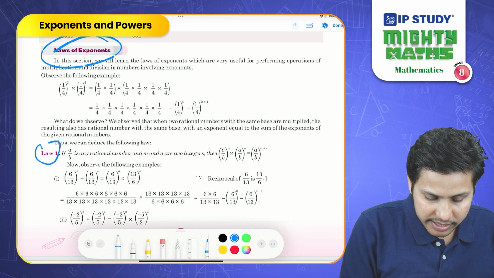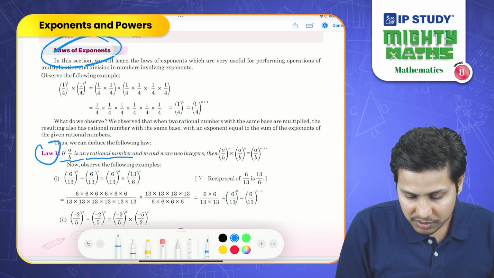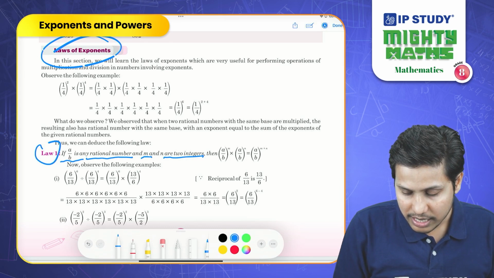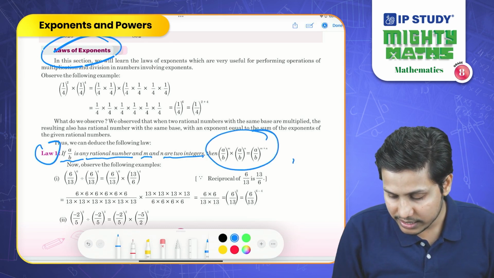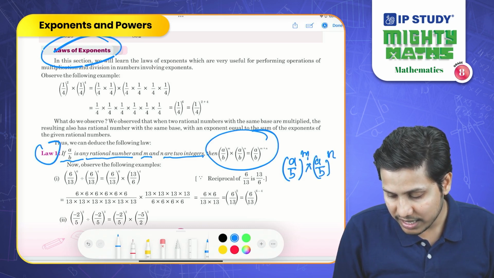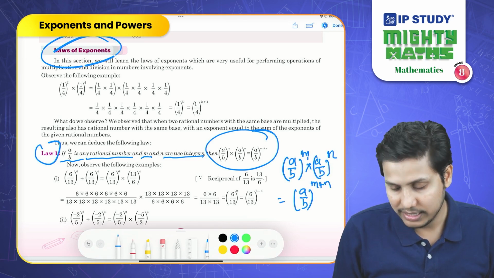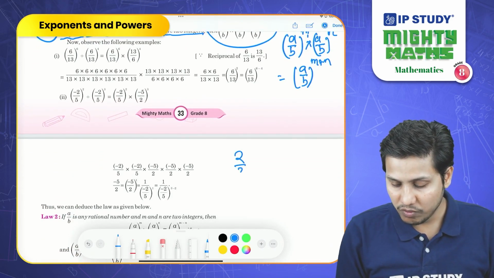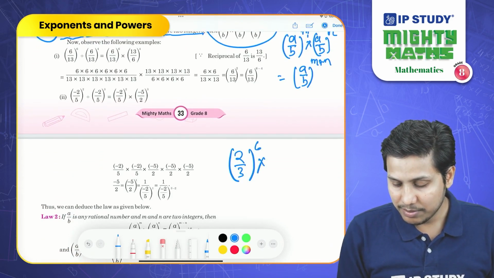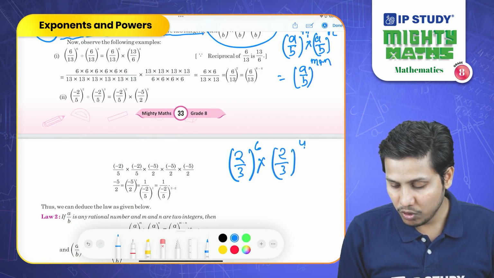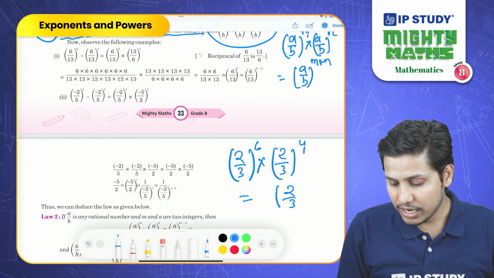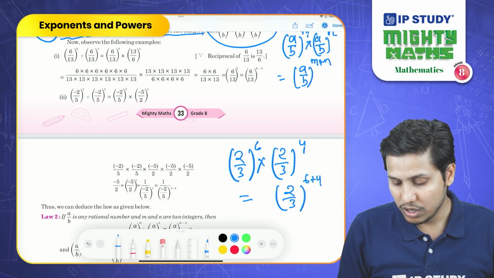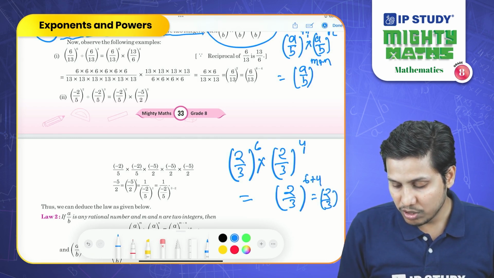So the first law says, if a over b is any rational number and m and n are two integers, then we have this expression, that is, if bases are the same and they are in the form of multiplication, then we can write the base one time and add the exponents like this. So this is the first law. If we take one example, let's suppose we have 2 over 3 raised to the power of 6 times 2 over 3 raised to the power of 4, we can write 2 over 3 raised to the power of 6 plus 4. So the final answer will be 2 over 3 raised to the power of 10.